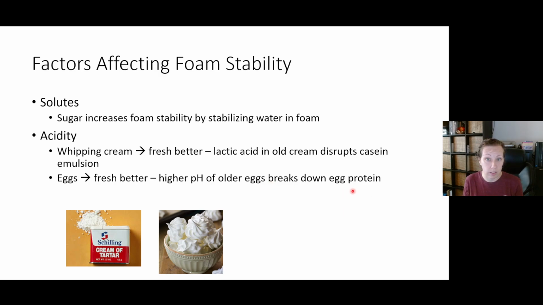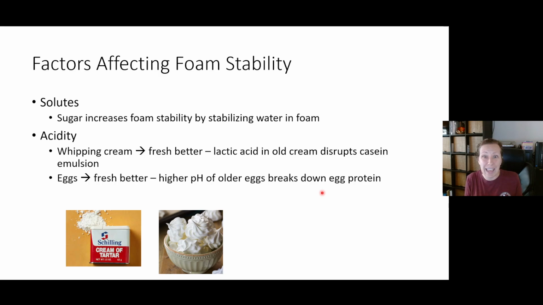The same is true for eggs. So here's another one where they are the same. Fresher eggs are better, and stop, back up. I just said that wrong. The same is true for eggs in the fact that fresher is better, but for the opposite reason, and that's because as we've talked about before, when eggs age, that pH increases. So when cream ages, the pH decreases, and that's bad. When eggs age, the pH increases, and that is bad. So you want fresh for both of them, but for opposite reasons. The pH will increase in eggs to a point where it causes issues.